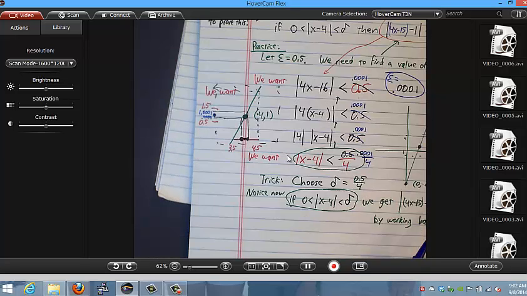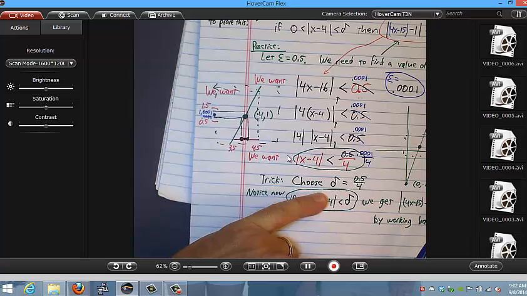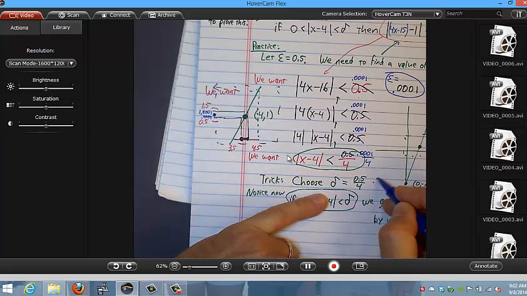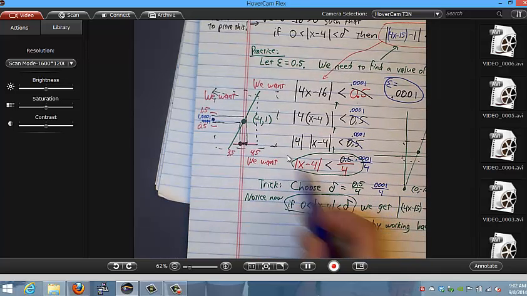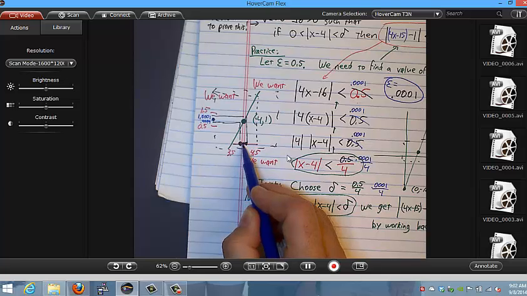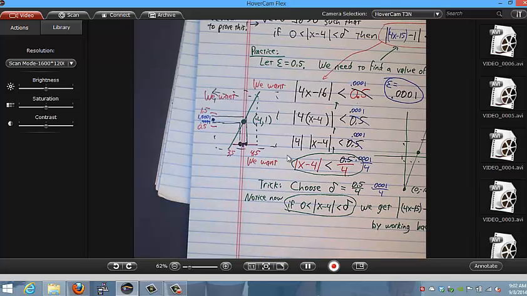So what would we choose as our delta? 0.0001 over 4. And if we did that, boy, that'd be tiny. I mean, you'd be right on 4 almost. And if you're that close to 4, the outputs will be that close to 1. You guys with me? For any epsilon, there has to be a delta that works.